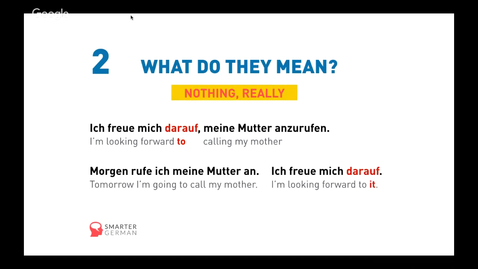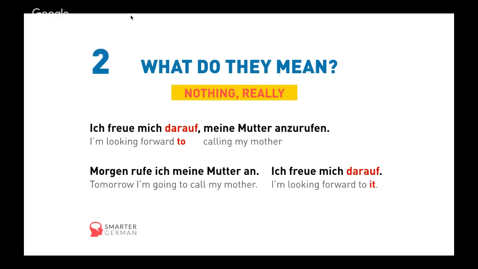Now, another example. Morgen rufe ich meine Mutter an. Ich freue mich darauf. Tomorrow I'm going to call my mother. I'm looking forward to it. And you see in English, we have to use "it". So translating darauf would drive you crazy because it could mean this or that. Don't do that. You can still understand that ich freue mich has the same meaning, 100% or 99.9% the same meaning, as ich freue mich darauf. That's the good news. If it doesn't make sense, you can relax and ignore it.